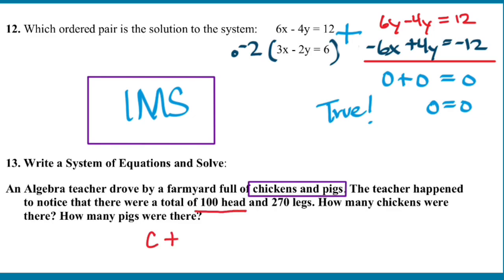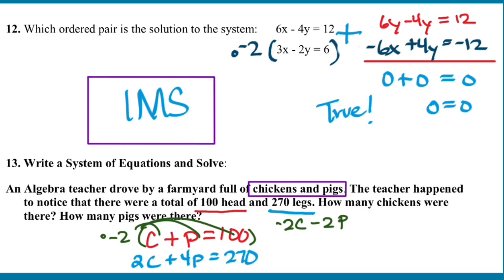13 then asks us, using the same idea, to write a system using an algebra teacher who drove by a farmyard full of chickens and pigs and just happened to notice that there were 100 heads of chickens and pigs and there were 270 legs. And chickens have 2 legs and pigs have 4 legs. Now we have our two equations.